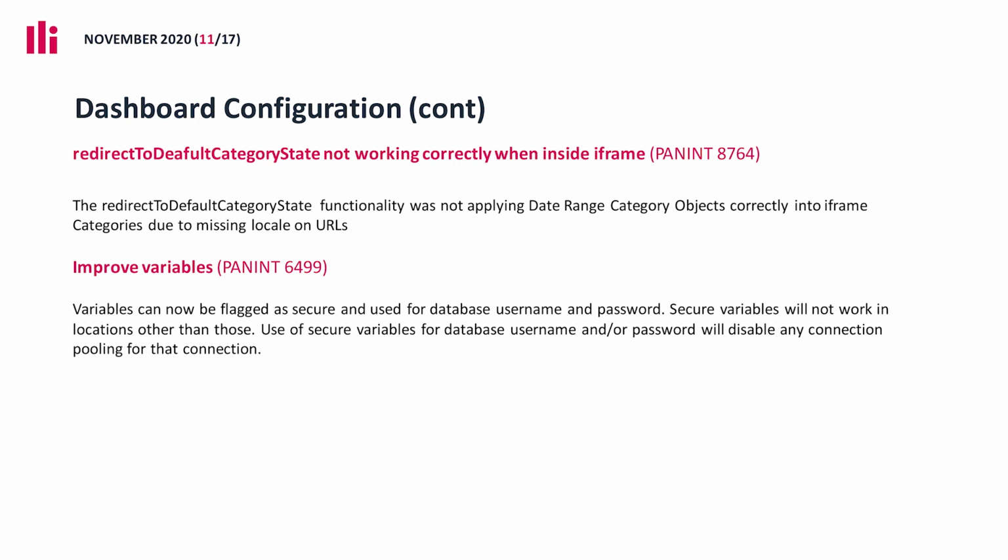Variables can now be flagged as secure and used for database usernames and passwords. Secure variables will not work in locations other than those, and the use of secure variables for a database username and/or password will disable any connection pooling for that connection.